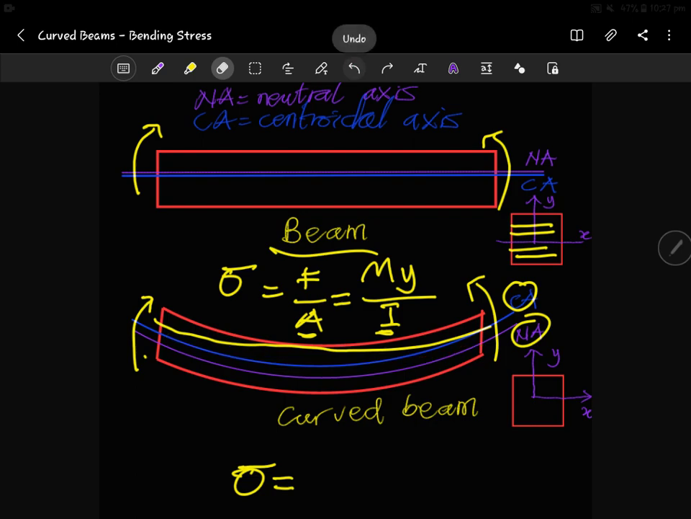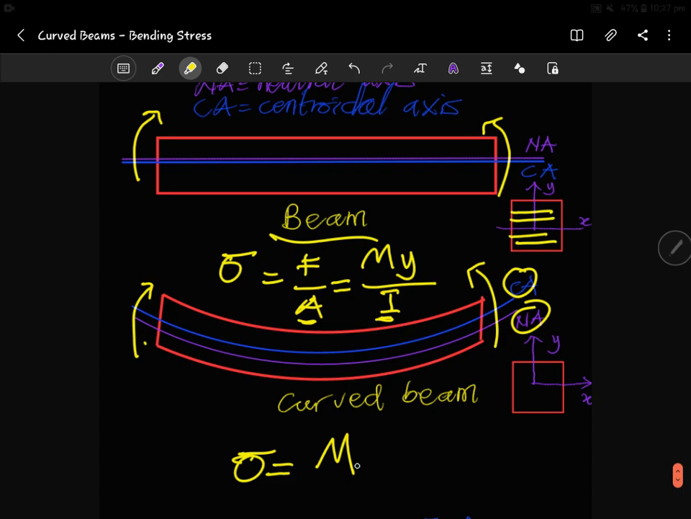So we move on. For this particular one, the equation is similar but quite a bit different. You have the moment applied, and then the y, and then the cross-sectional area. And then we have this e here, what we call eccentricity. It's basically saying the distance. If I pick a particular position within the beam, let's say about here, it will have a particular distance from the center of curvature to that position.